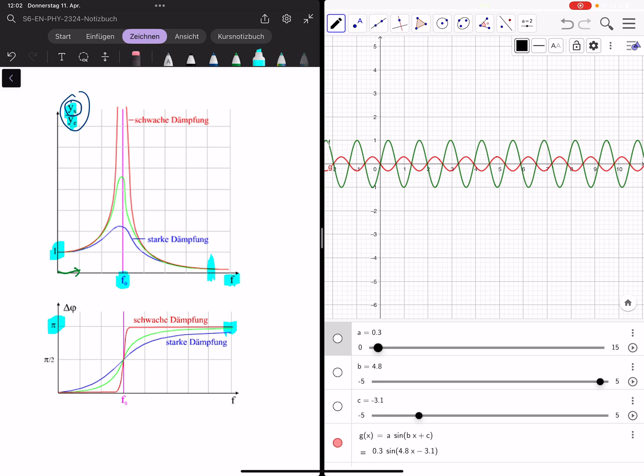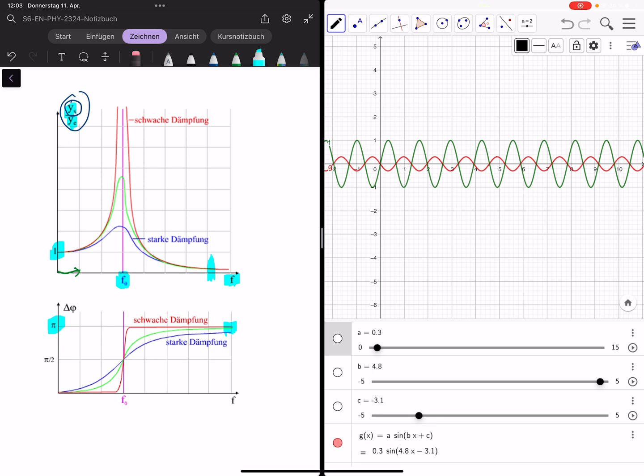I hope this video helped you to understand the phenomena a bit better, to be able to interpret the graphs that are in the mission, and to recognize the mathematical model behind it.